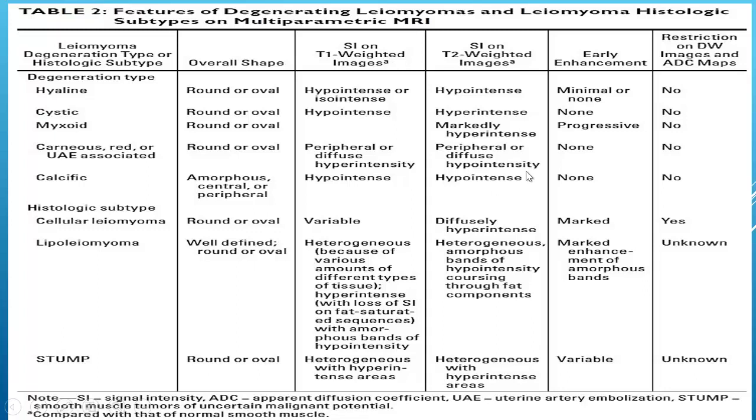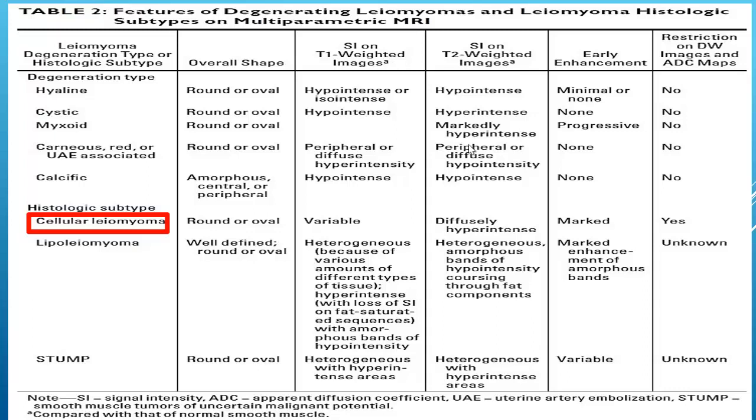In the myxoid type of degeneration, the fibroid may be markedly hyper-intense on T2. Other histological types include the cellular leiomyoma, which is very important because sometimes you cannot differentiate it from the leiomyosarcoma, as it is bright signal on T2. It is rounded or oval with variable signal intensity on T1, diffusely hyperintense in T2, and the problem also is that it shows restricted diffusion like the leiomyosarcoma.